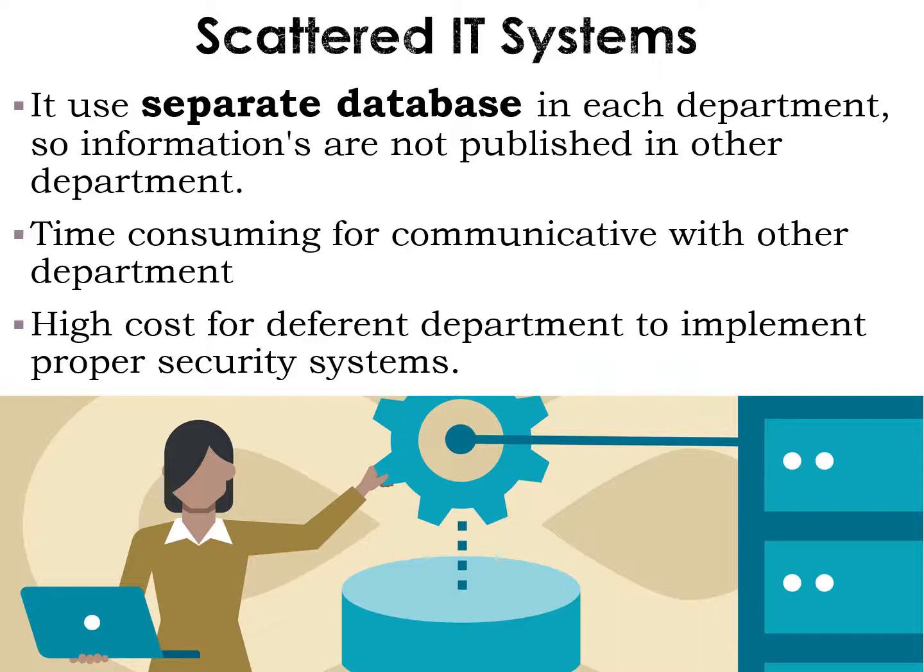And the third one is the high cost for different departments to implement security. This point is about how, if there is a separate system in each department, they should have separate databases and the system should be secured. To have a secure system they have to use different systems and different security systems, so they have to spend more money. Generally you can understand that scattered is an old type of system, and there are a lot of disadvantages. So people and the industry definitely move to the centralized system.